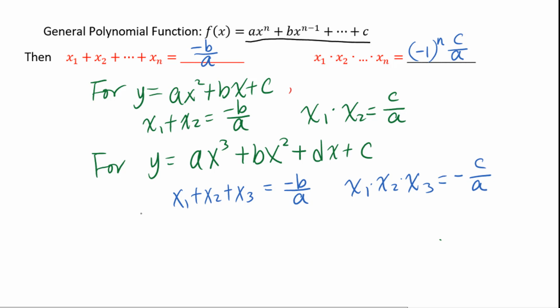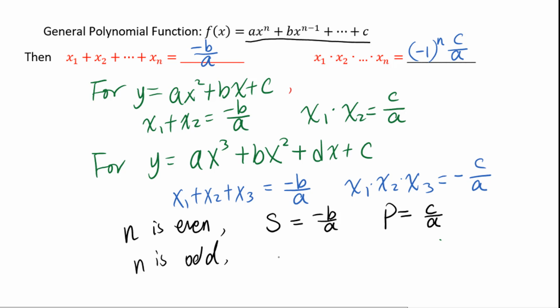In other words, when n is even, the sum of the roots equals negative b over a, and the product of roots equals c over a. When n is an odd number, the sum of roots is still negative b over a, but the product of roots equals negative c over a.